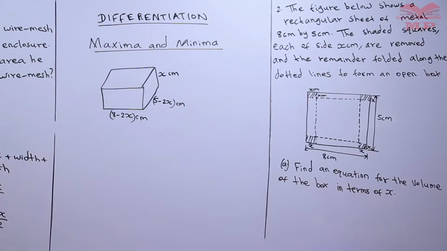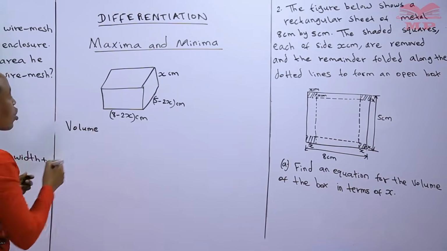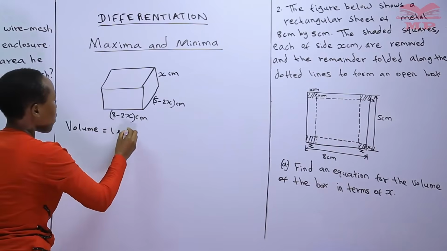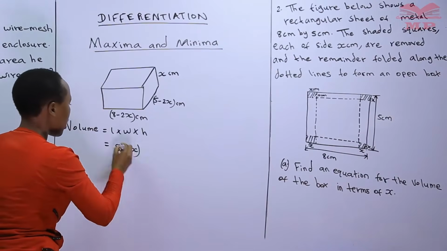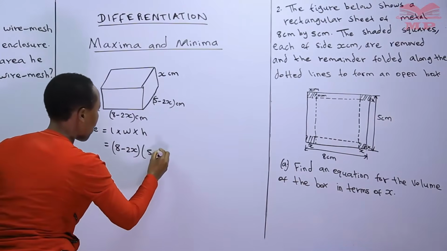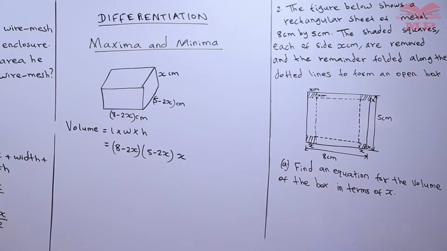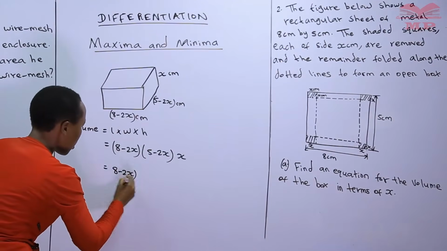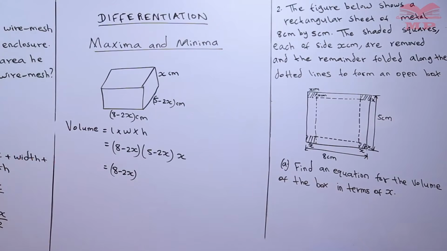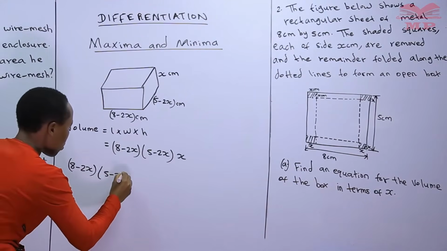So in our volume, the volume of this box is given by length times width times height. Our length is 8 minus 2x. Our width is 5 minus 2x. Our height is x. So we can open this bracket first, whereby we have 8 minus 2x, we multiply by 5 minus 2x, then we are going to multiply by x. So we have 8 minus 2x multiplied by 5 minus 2x.